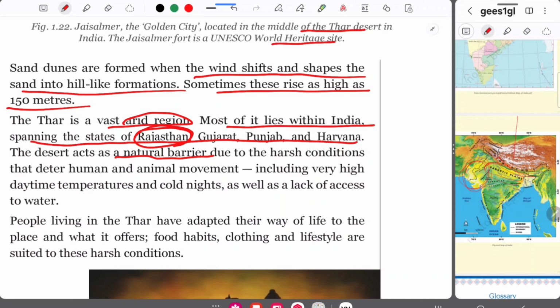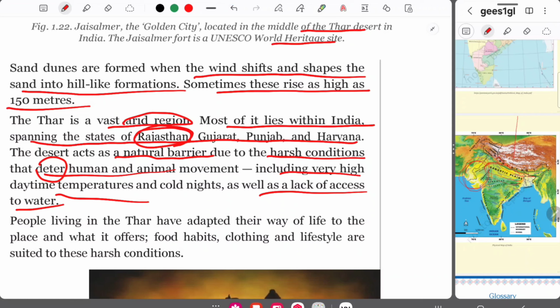The desert acts as a natural barrier due to the harsh conditions that deter human and animal movement, including very high daytime temperatures and cold nights, as well as lack of access to water. So what happened in this desert area? Life is very harsh here because the climatic conditions are very hard. It is very hot during the daytime, exceeding 50 degrees Celsius, and at night it is very cold because the sand cools very fast. And there is a lack of access to water. That is why this acts as a natural barrier. Deter means prevent humans and animal movement.